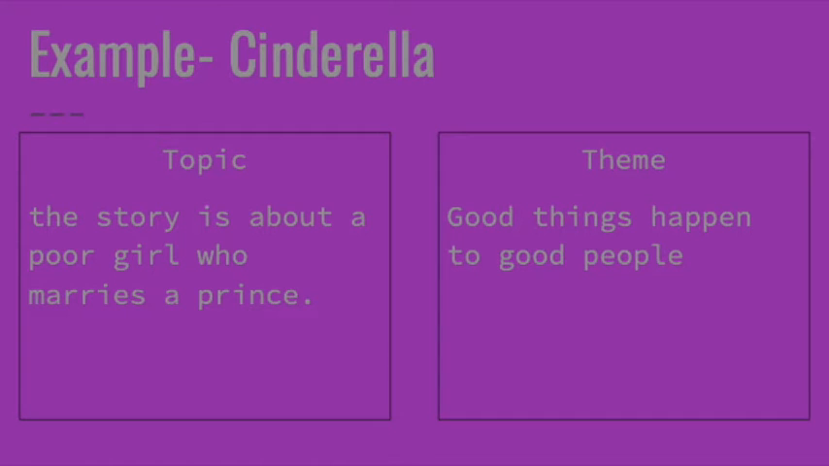And the third example of a story that I have is the tortoise and the hare. And the topic of this story is that the tortoise beats the hare in a race. And the theme would be that perseverance beats talent. Now, William, what could be another theme in this story? Now, let's watch this video and see if we can come up with what the theme of this video would be.